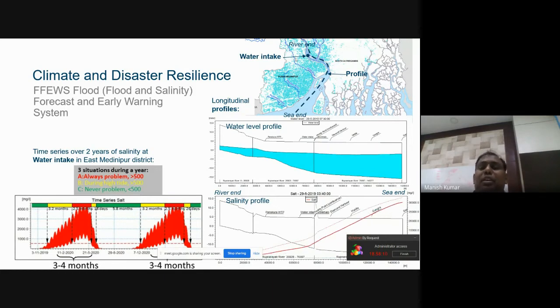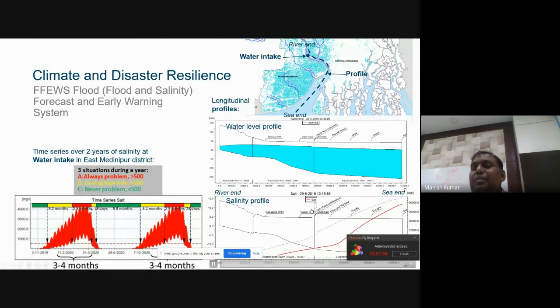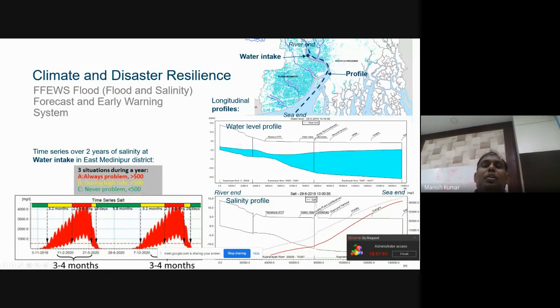So we are still working on the alternative source, but this is a live project, and here an early warning system is important, not only for water level or flooding, but also for salinity forecast. Also, obviously, if there is flooding in this area, water supply will also get impacted, and that's why a flood forecasting model has been developed for this area.